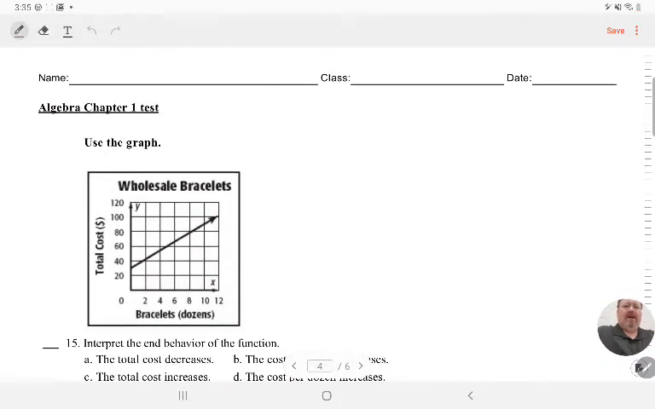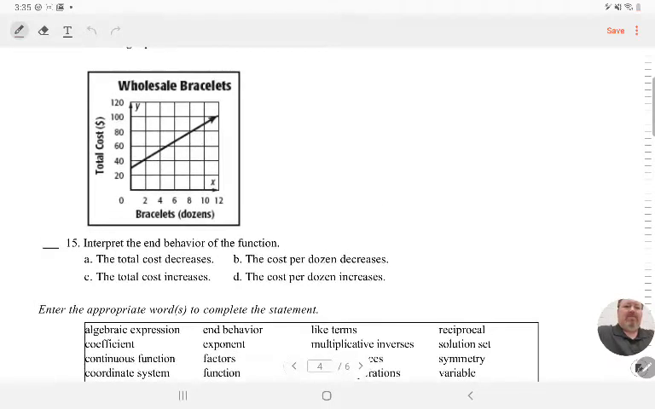All right. 15, interpret the behavior of the function. So the behavior, what is it doing? The total cost decreases. If that would be the case, then it would have to be going this way, and it does not. The cost per dozen decreases. Again, it's not decreasing. The total cost increases. This is my total cost. It's going up, up, up. So of course it increases, and that would be C.